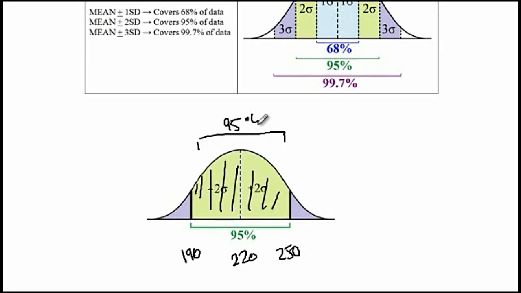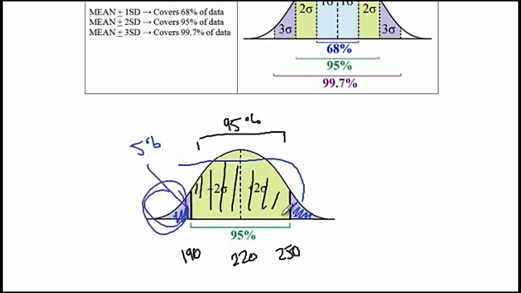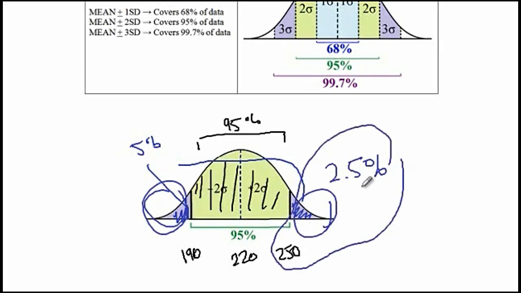So the area that is shown here, the one here and the one here, is equal to 5%, both of them added up. Therefore, each of them is 2.5%. So only 2.5% of students will get a score higher than 250, and another 2.5% will get a score lower than 190.